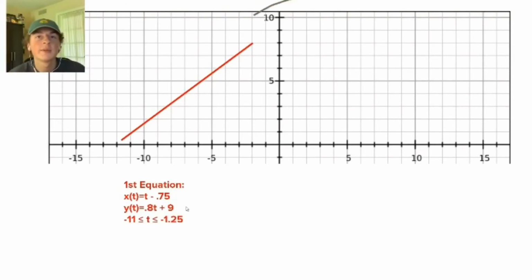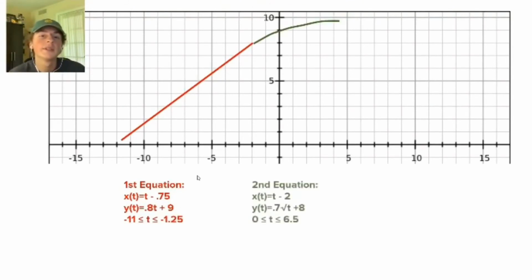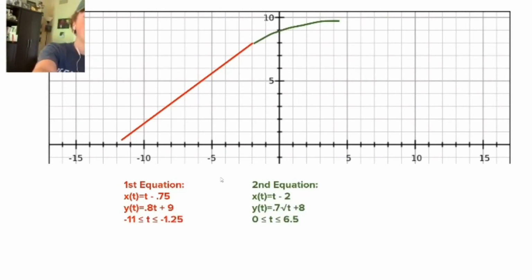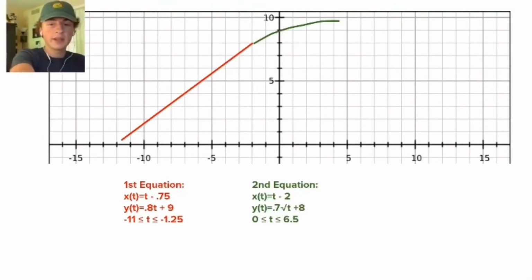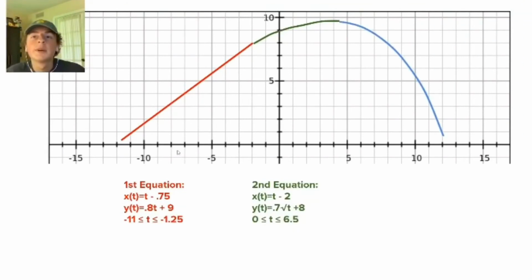This is the square root part. Second equation: x of t equals t minus 2, y of t equals 0.7 times radical t plus 8, from 0 to 6.5 for the t-values. And then let's bring in the third part.